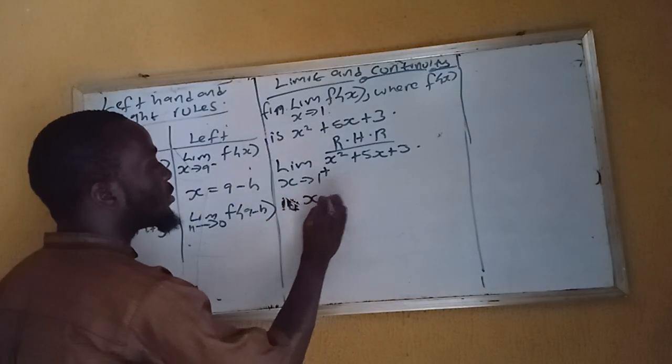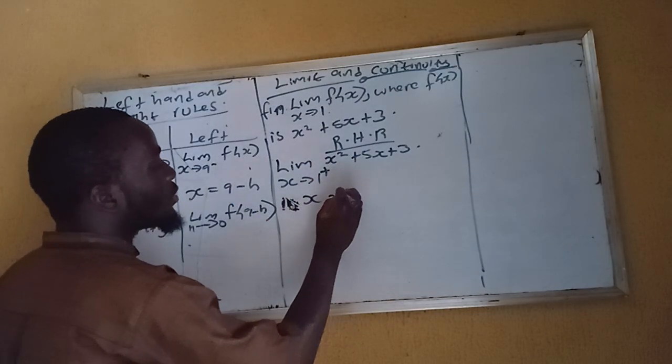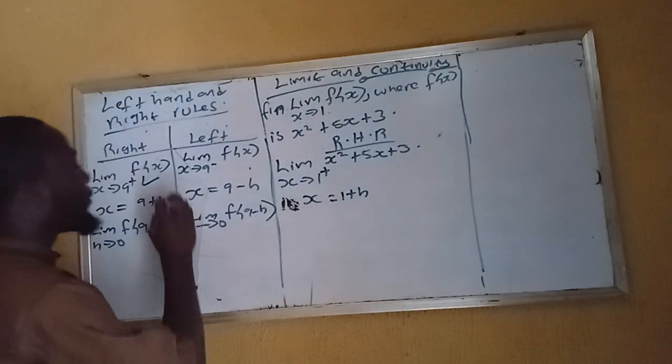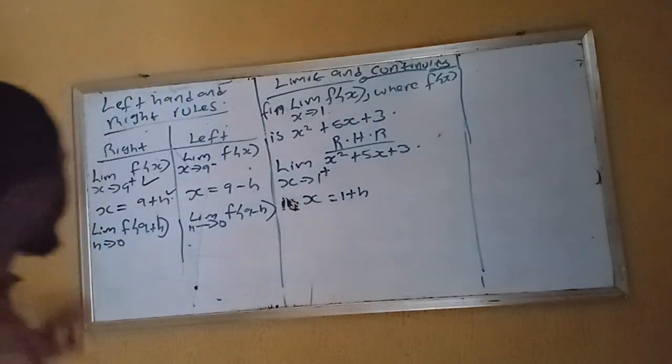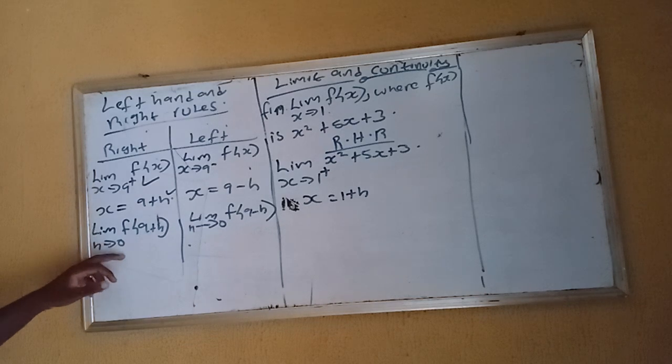Then we said x is equal to a. Our a right here is 1 plus h. We have finished the second step. Are you getting it? Now the last step is the limit as h tends to 0 of f(a plus h).